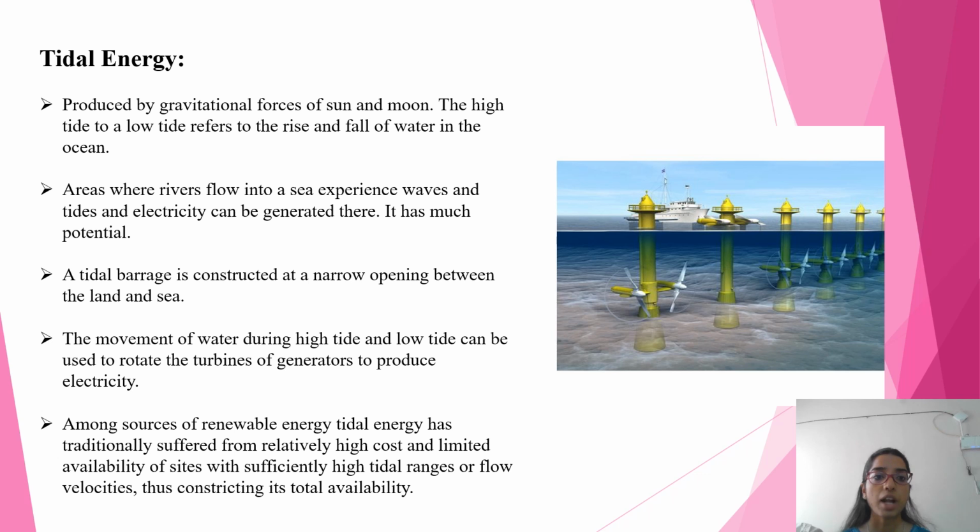Now let's look into tidal energy. The tidal energy is produced by gravitational forces of sun and moon. The high tide to a low tide refers to the rise and fall of water in the ocean. Areas where rivers flow into a sea experience waves and tides, and electricity can be generated there. It has much potential. A tidal barrage is constructed at a narrow opening between the land and sea.